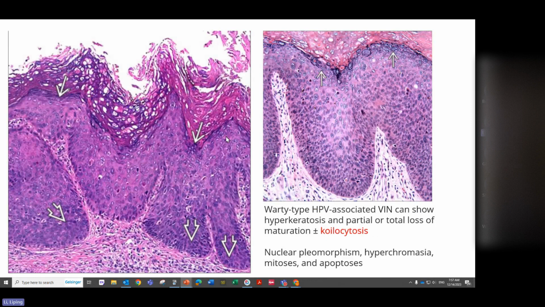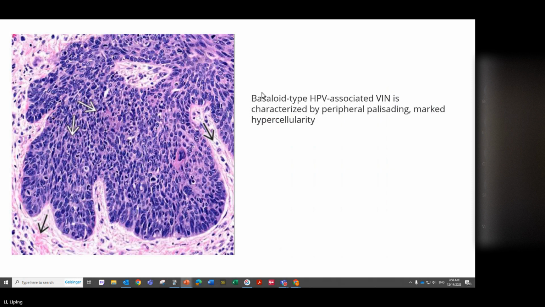So for the microscopic features, this one is just like what we see in the cervix area: the whole epidermis is full of these atypical, pleomorphic, hypercellular neoplastic cells. So this is HPV-associated VIN. And then we can also see some of these virus-infected koilocytes here. Again, this is also HPV-associated VIN.